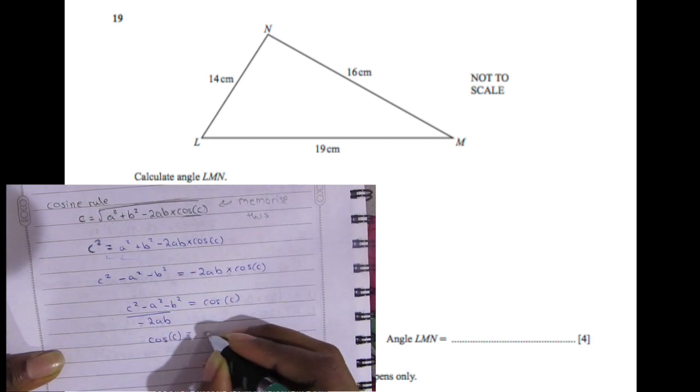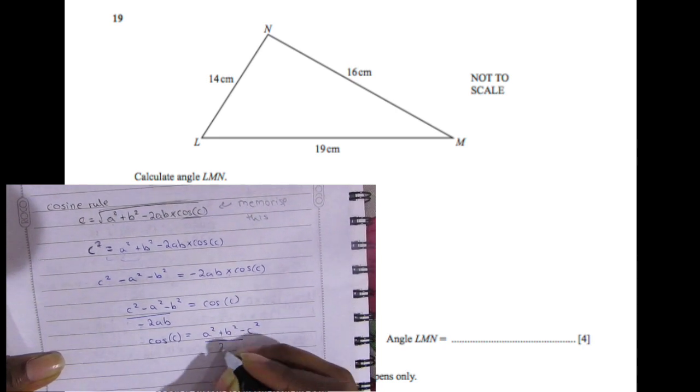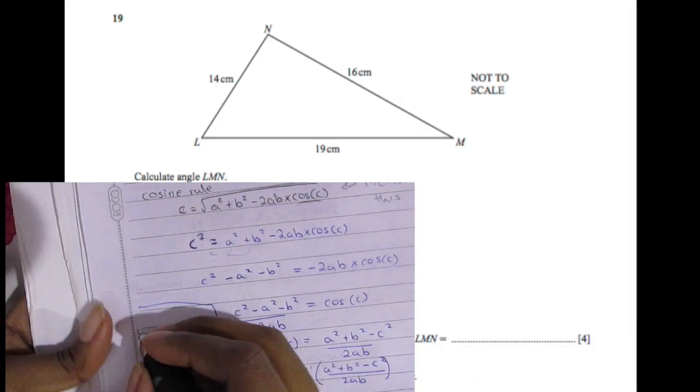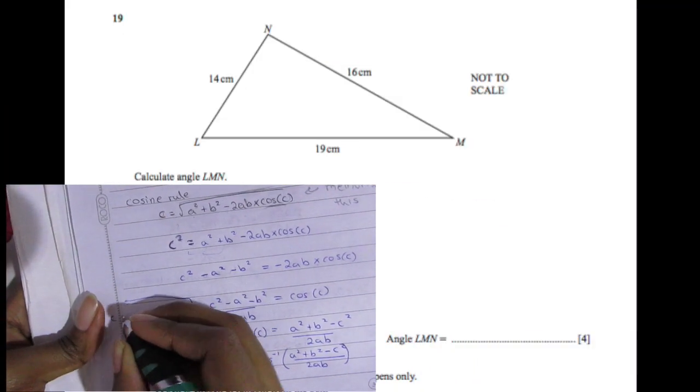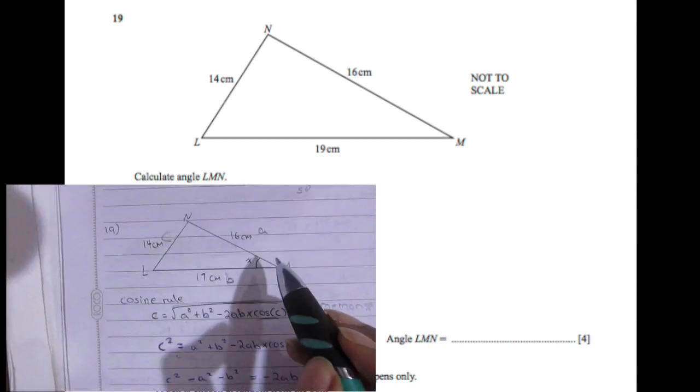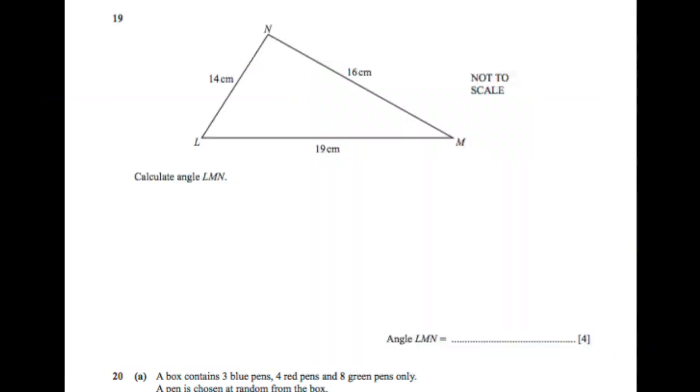Now all you have to do is simply substitute the values. So C being 14, A being 16, and B being 19. And if you place that in the calculator, it will give you the angle of LMN. Of course, I got rid of the negative by multiplying the whole thing by negative 1. So negative A squared became positive A squared, and so on. So A squared plus B squared minus C squared over 2AB. But you don't have to do that. So 16 squared plus 19 squared minus 14 squared over 2 times 16 times 19.